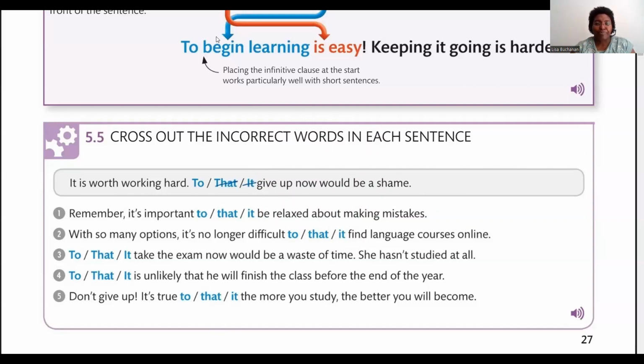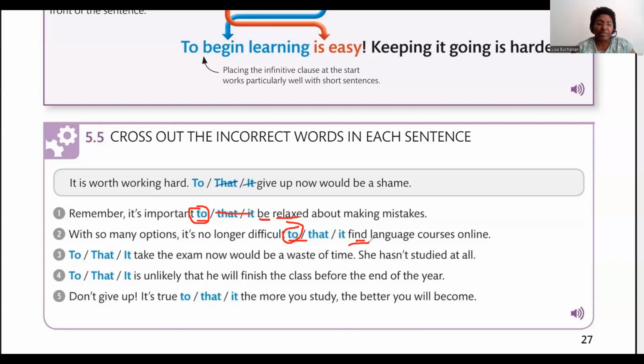Okay, number 1. Remember, it's important. What do you think? To be relaxed. To be relaxed about making mistakes. That's very true. Don't get too excited about mistakes. We all make them. Number 2, again, which one do we need? To, that, or it? With so many options, it is no longer difficult to find language courses online. So remember the first one is the to with be, and then to find, we have the infinitive form.